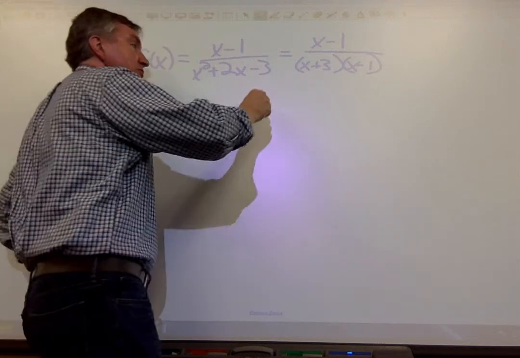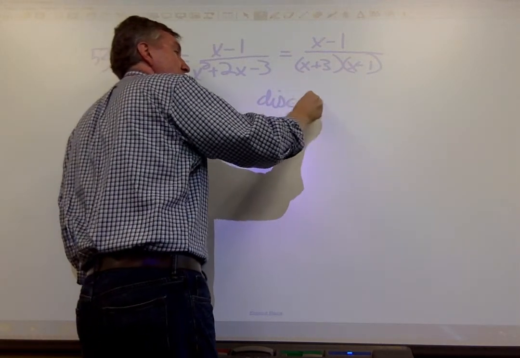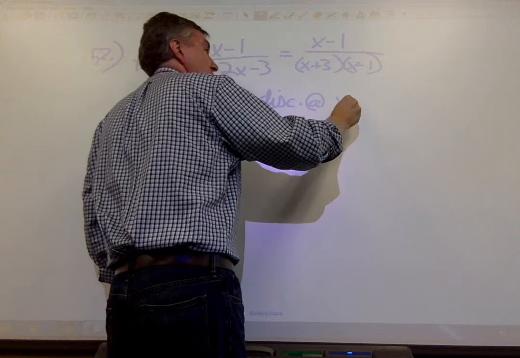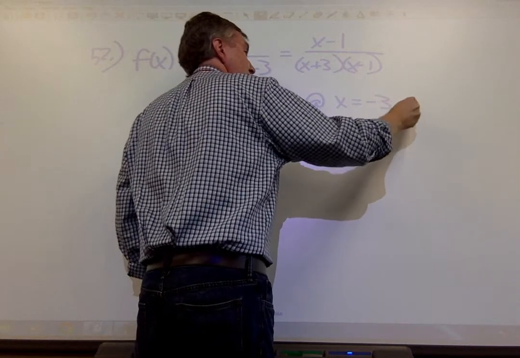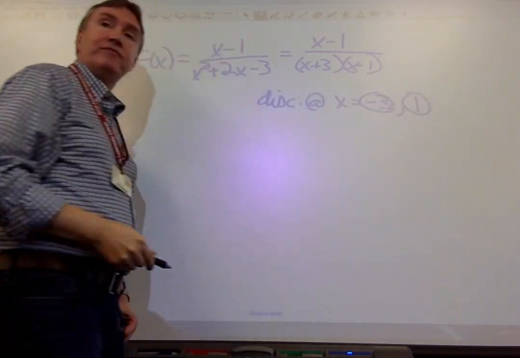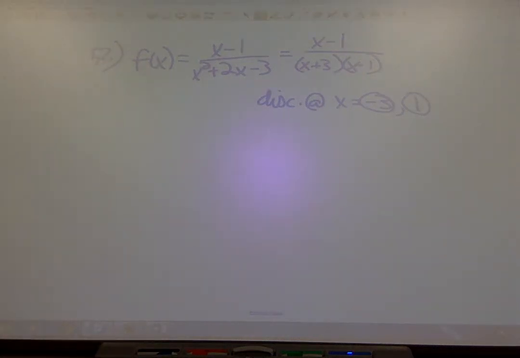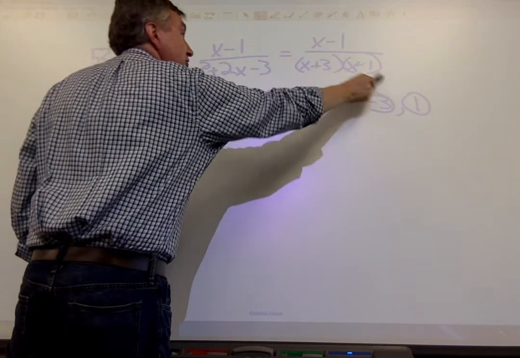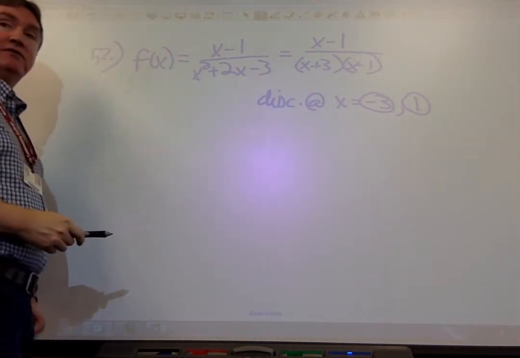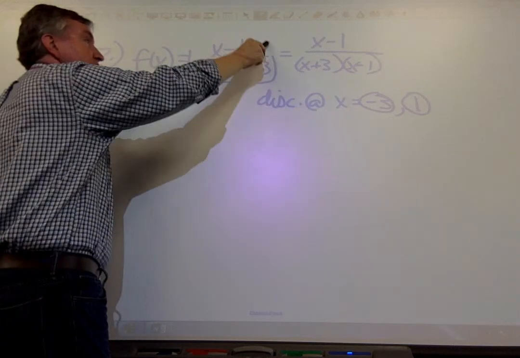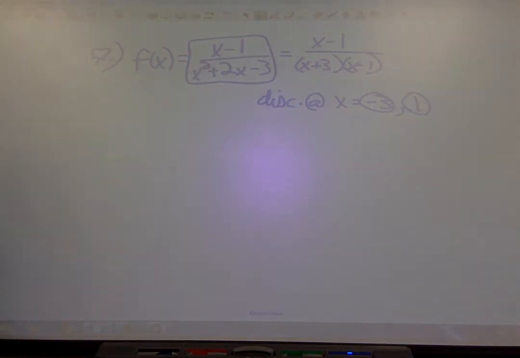So what two numbers would you say? You'd say discontinuous where? Continuous everywhere except at negative 3 or 1. Those are the bad spots that would make a 0 denominator. And even though I could cancel this one, there's still a hole in it when x is 1. Because you would think of this original format, and if I put 1 in, I'm in bad trouble. Because I got the 0 denominator.